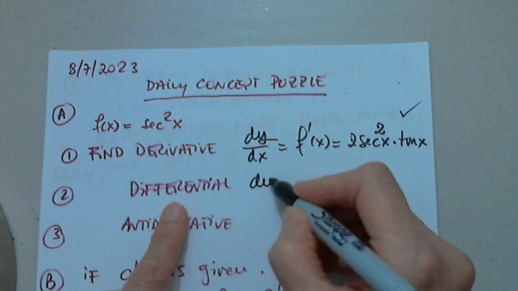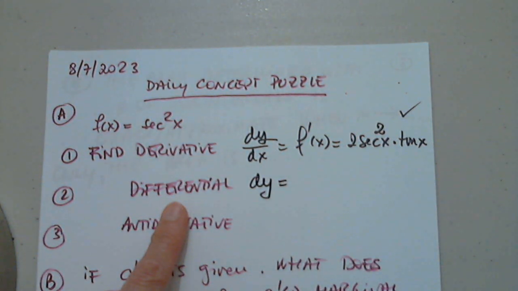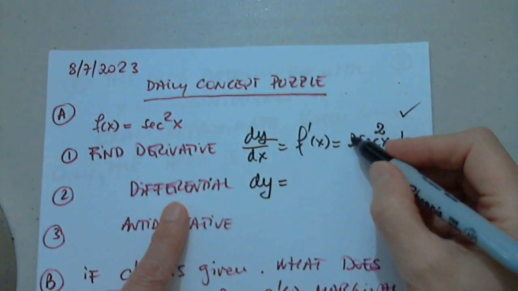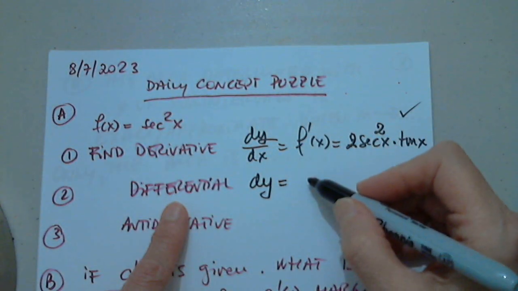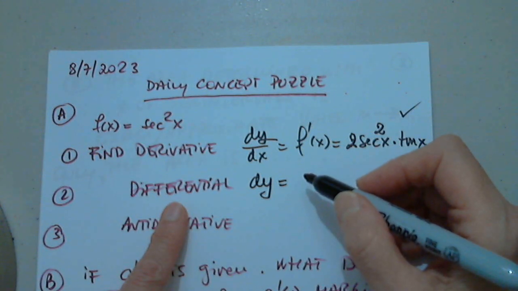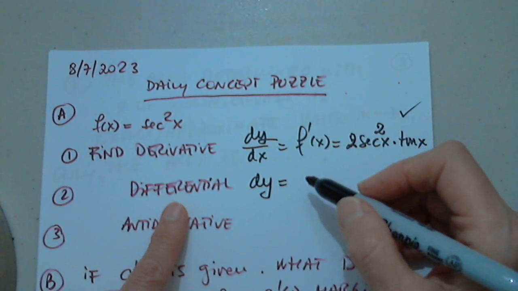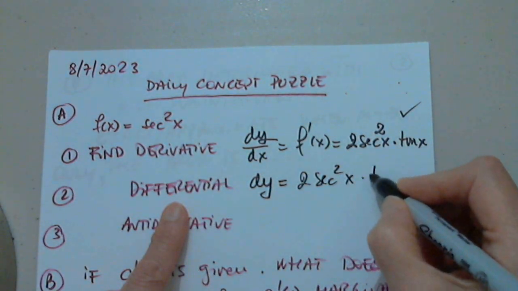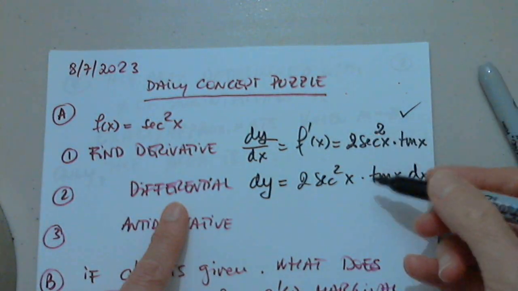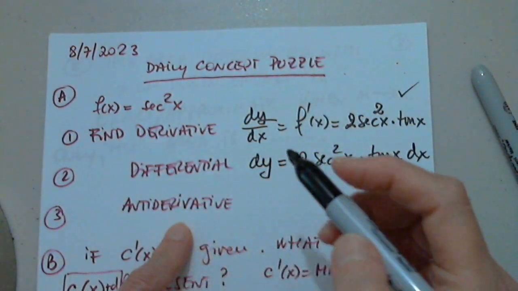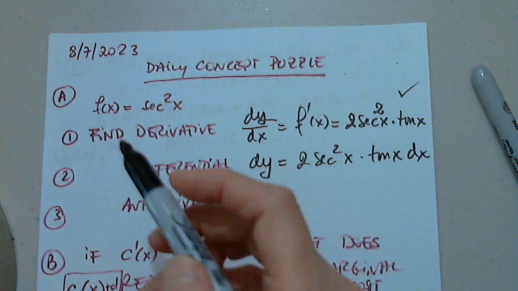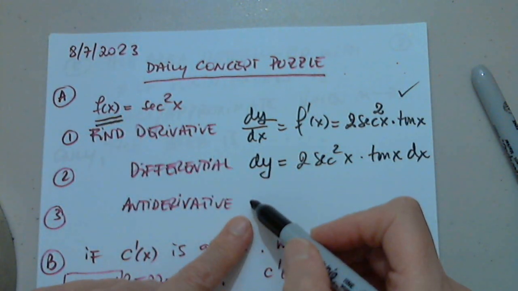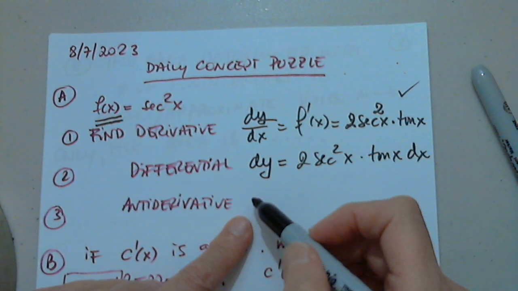It's dy equals. Good. I think it's the derivative times dx. Excellent. 2 secant squared x times tangent x dx. Awesome. Perfect. Now the antiderivative. Notation first. So we had f of x, and now we want the notation. Capital F. Perfect.